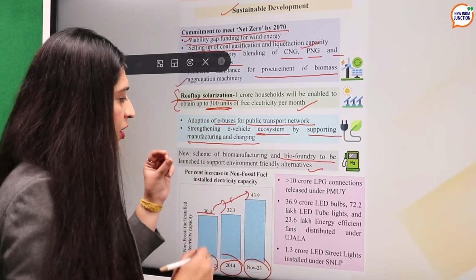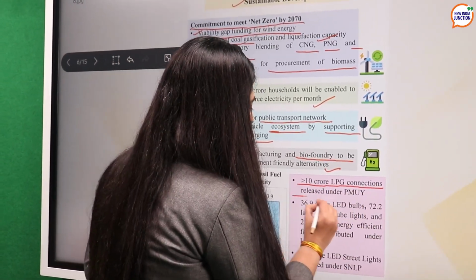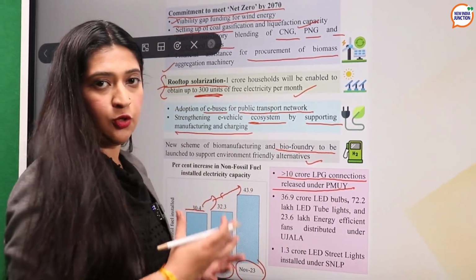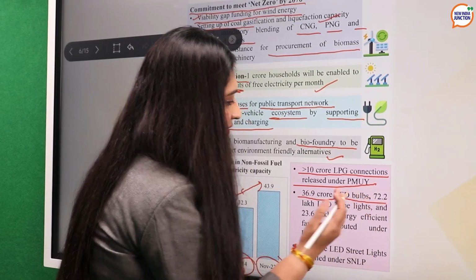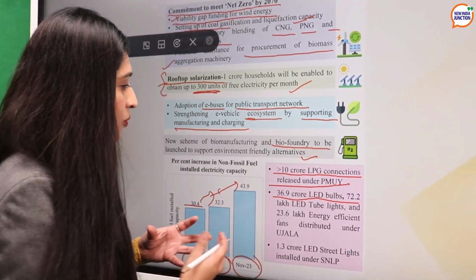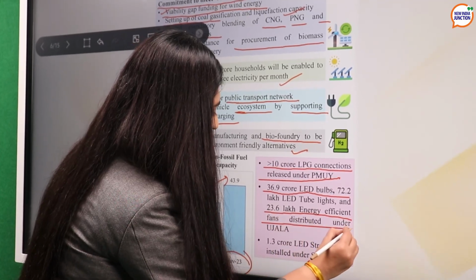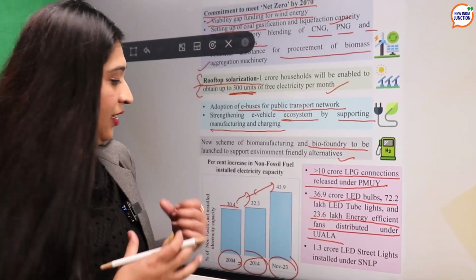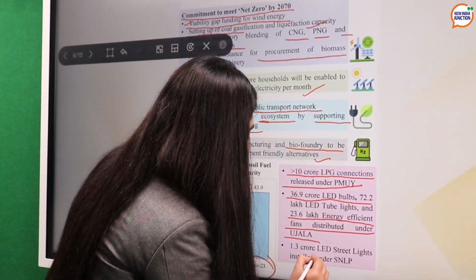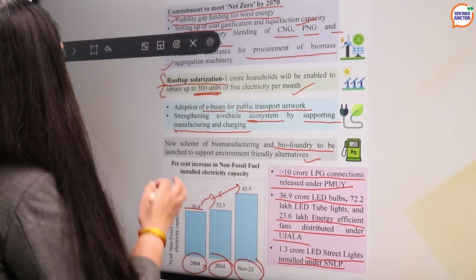Also, some quick facts: more than 10 crore LPG connections released under Pradhan Mantri Ujjwala Yojana. Then 36.9 crore LED bulbs, 72.2 lakh LED tube lights and 26.6 lakh energy efficient fans distributed under Ujala, and 1.3 crore LED street lights installed under SNLP.